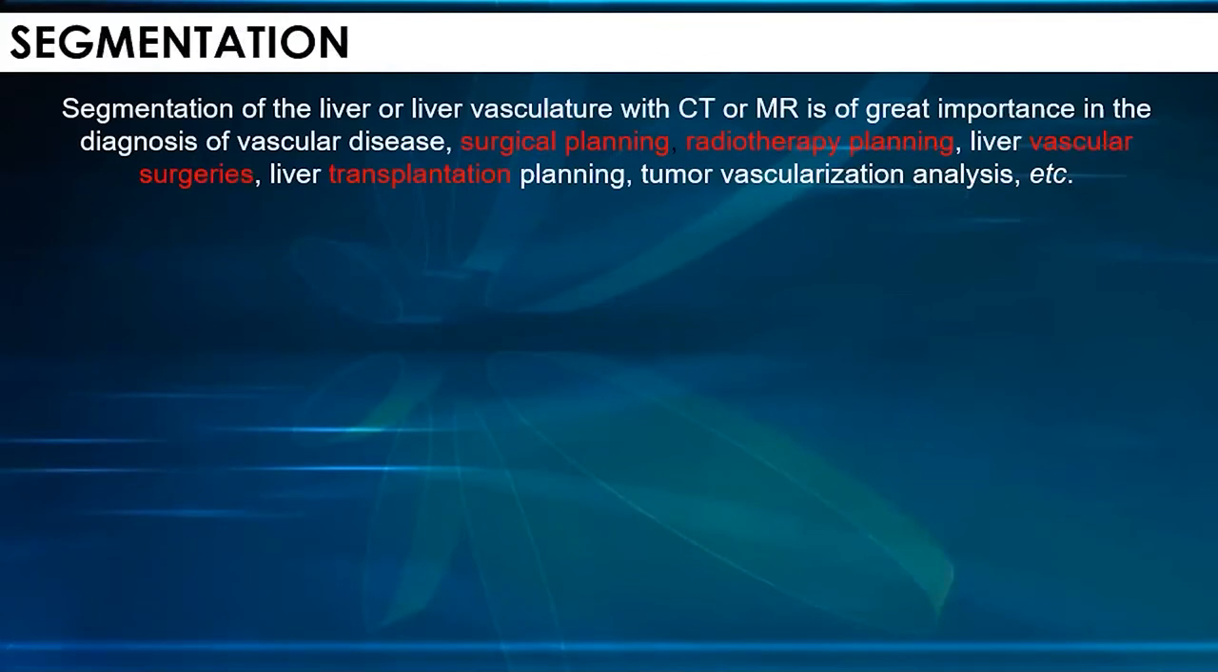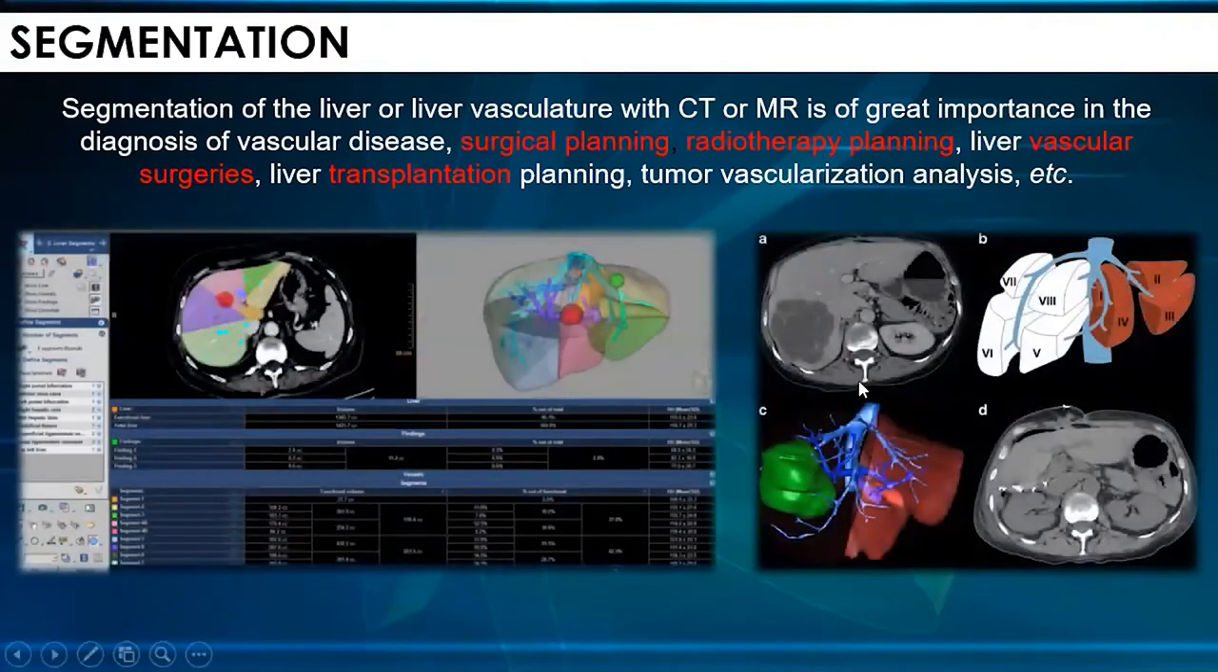We know that from a clinical point of view, segmentation of the liver and segmentation of the liver vasculature are important, both with CT and with MR, because it helps not only the radiologist, but also the surgeon, the vascular surgeon, and the clinician before any possible procedure, because we have to know the liver remnant before any surgical treatment.